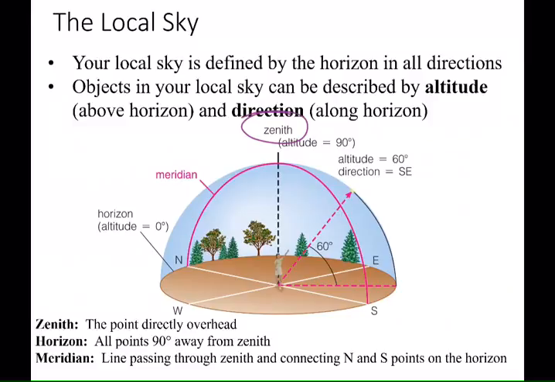So that is actually called your azimuth. We have altitude, with your horizon, and then we have azimuth. So that kind of pinpoints things.